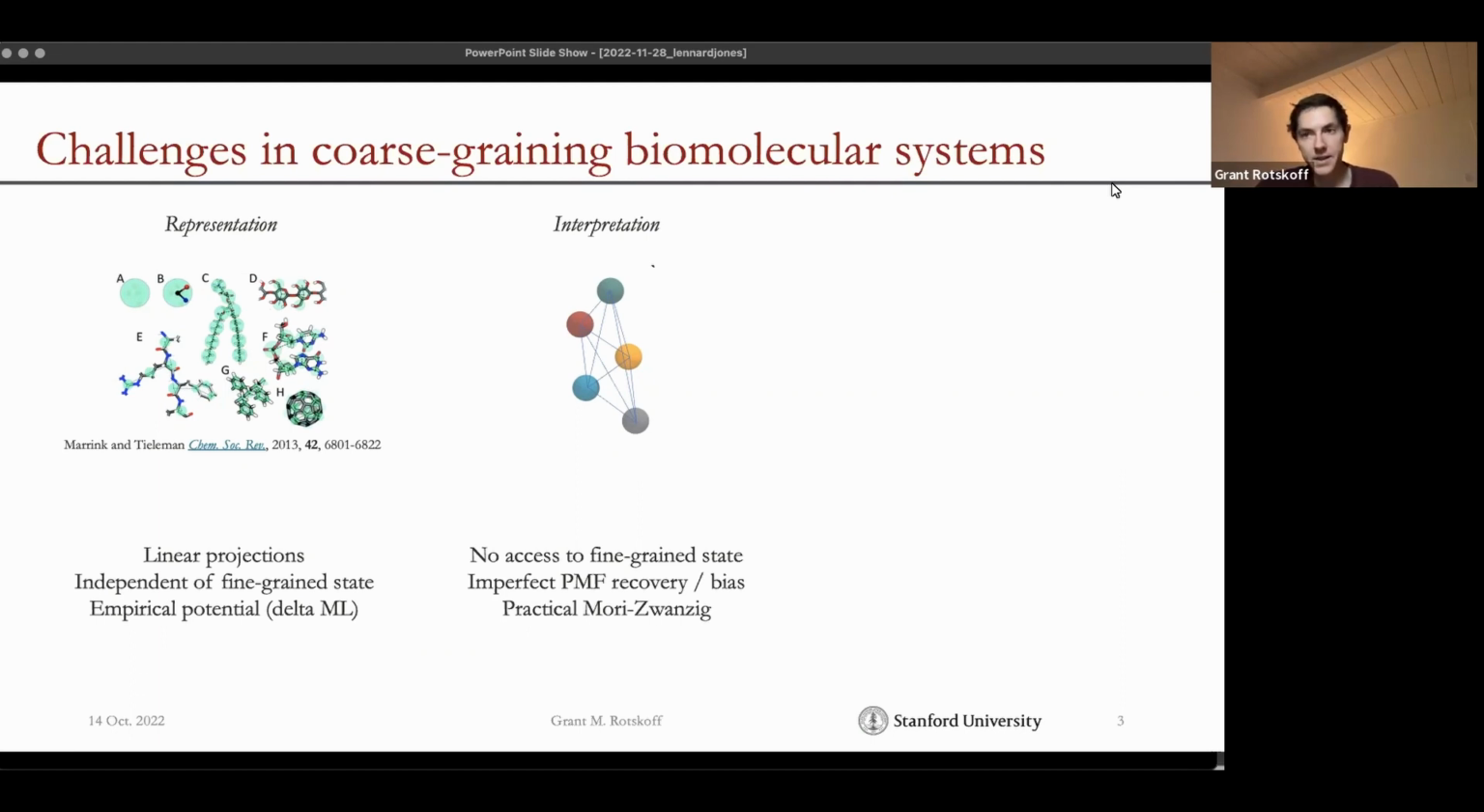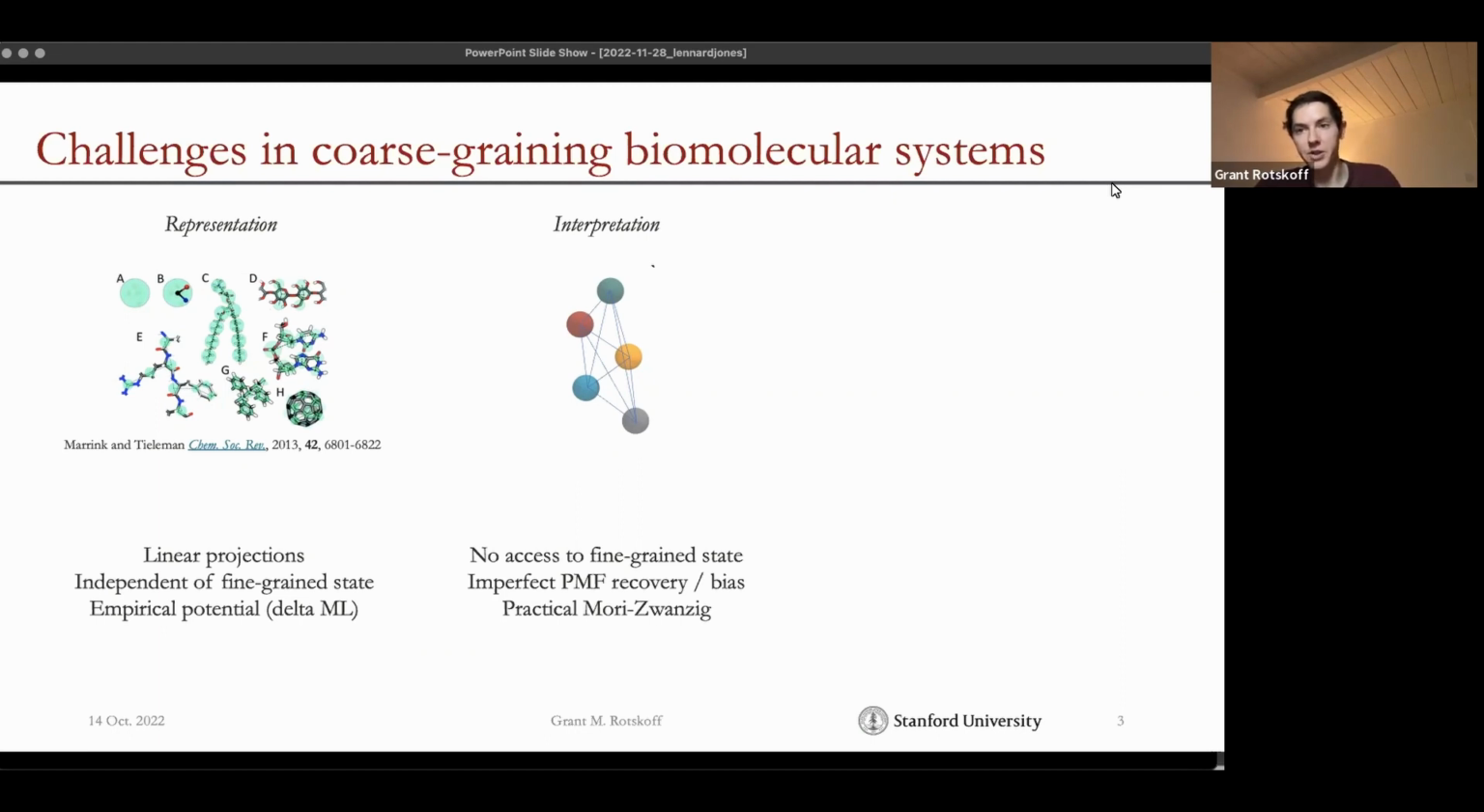We don't have access to the fine-grained state anymore, and we sort of think of the representation that we obtain as being representative of a particular fine-grained state, but really it's a conditioned ensemble of fine-grained states that correspond to one projection of the system. And actually obtaining that ensemble and assessing molecular properties of the resulting structures is not trivial by any means, especially when the empirical potential that we learned for the system, right?